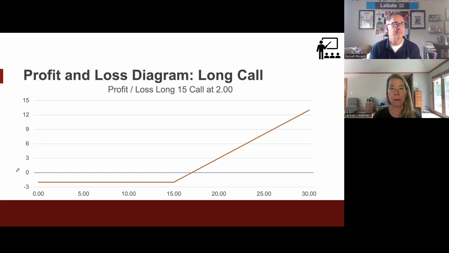So this is a profit loss diagram with a strike price of 15 and a cost of $2. Something we haven't talked about is what the strike price is. The call gives you the right but not the obligation to purchase the underlying at the strike price, in this case 15, by a maturity date. Similar to the Bears tickets, there is an end point, and once that end point hits, if you've done nothing, they will expire.